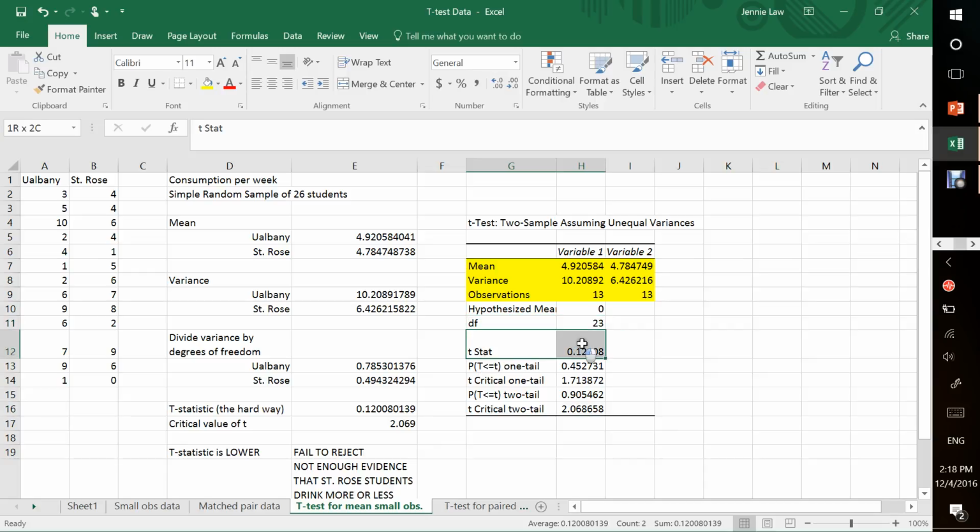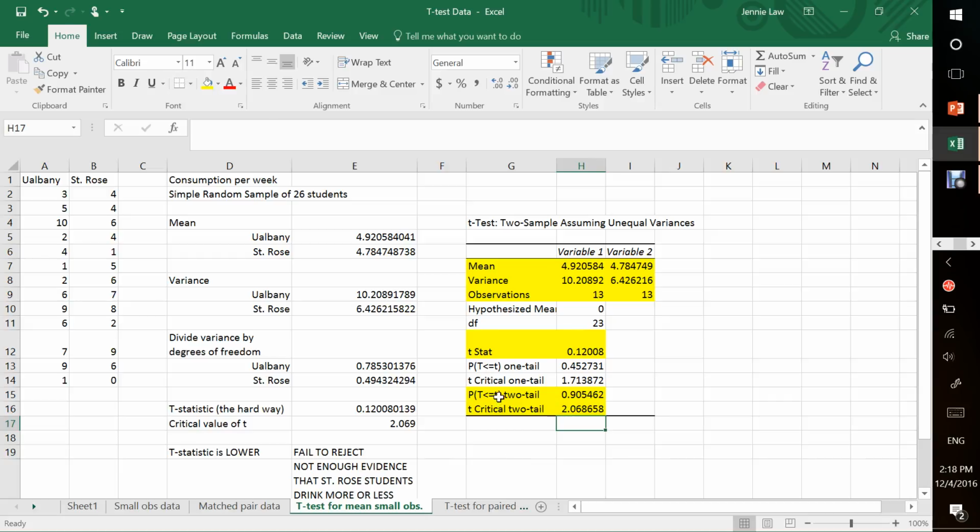We get the t-stat of 0.12008, which matches what we calculated by hand. And then remember that we're doing a two-tailed test. So our critical value of t is 2.068, which we also calculated; it rounded up to 2.069. And based on that, we would fail to reject.